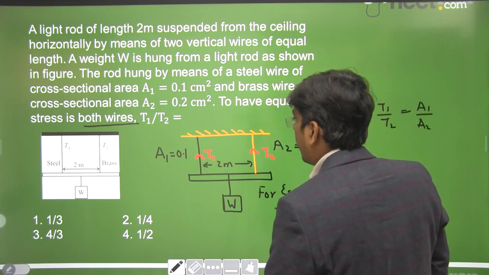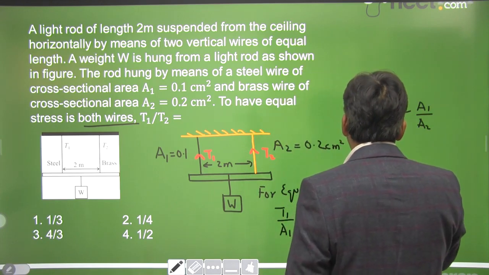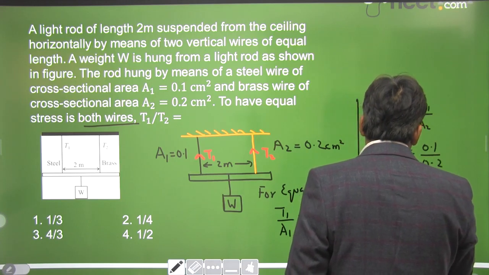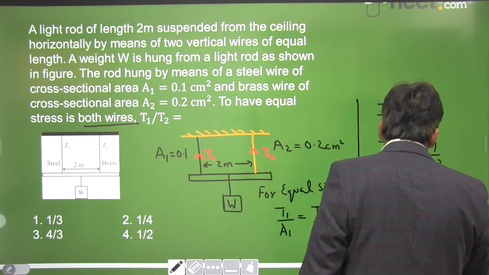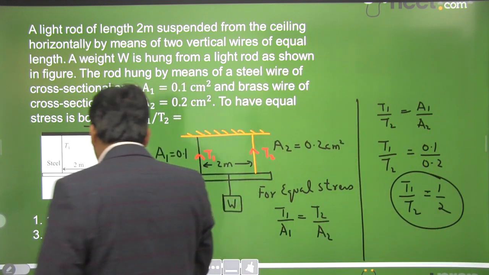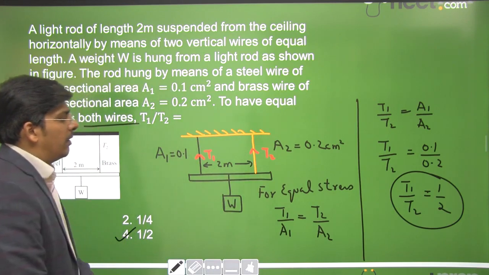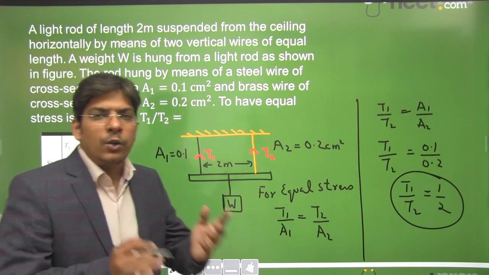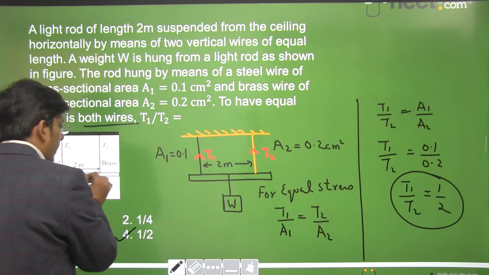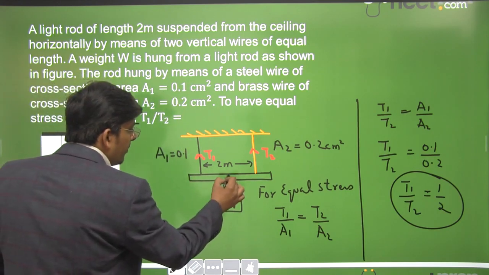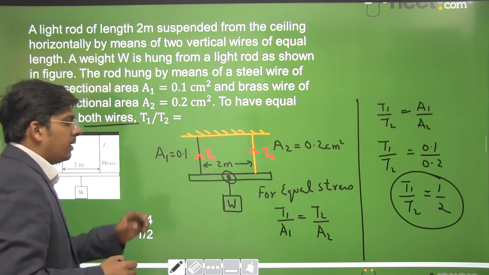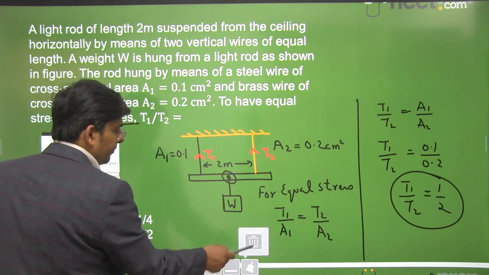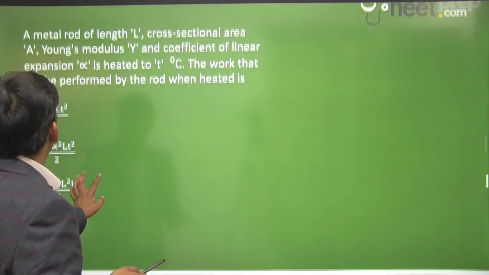So T1 upon T2, what is A1, dear students? It is 0.1, A2 is 0.2. So we got the ratio of T1 and T2 as definitely 1 by 2. Do we have an option here? Yes, indeed. Easy question, right? They may ask something about equal strain in both the wires. That also we have done, right? For equilibrium, the torque about this point must be 0. Rather, at any point you can calculate torque. It is convenient to calculate torque about this point because in that case W won't come, right? Easy variant of that question that we have already done.